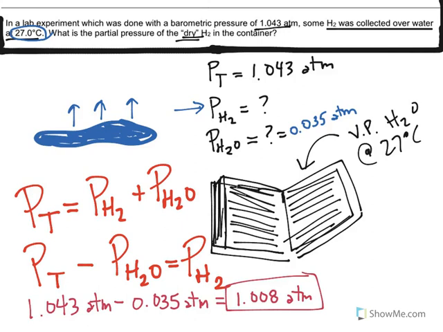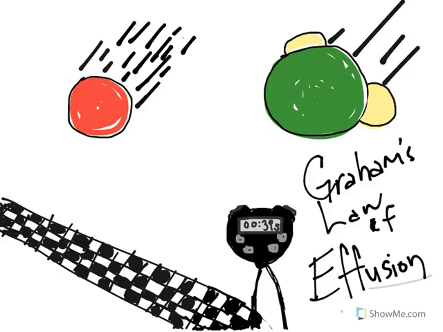Alright, well that's your dose of Dalton's law. Let's move on to the next one. This one's called Graham's law of effusion. Yeah, I try to make it look like a race. So the main idea that I'm trying to get you to realize is this has to do with the speeds of particles, and spoiler alert, the lighter particles travel faster.